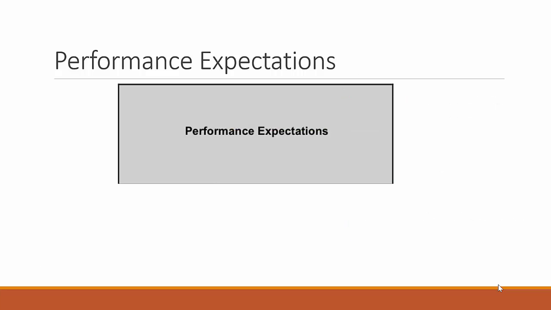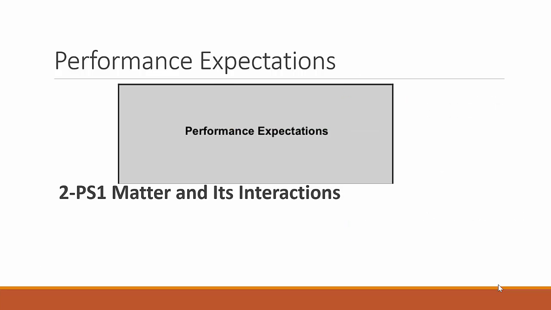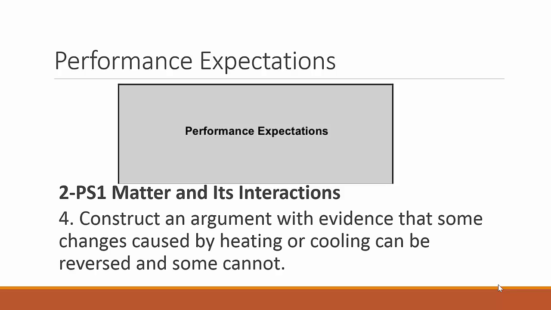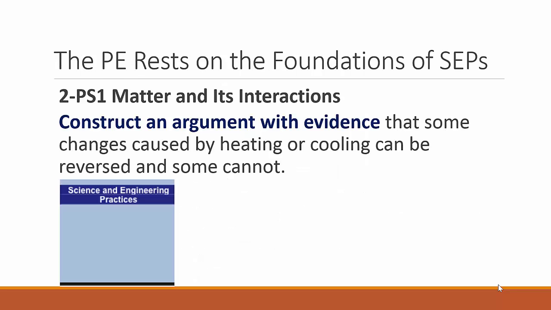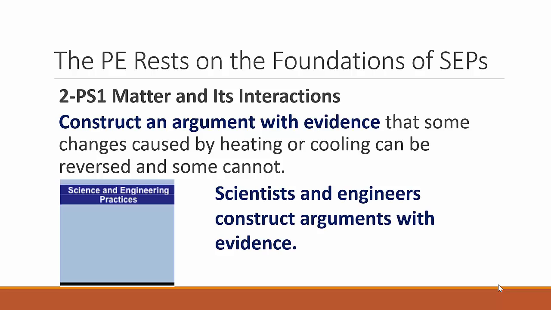So here, let's look at them together. The performance expectation, for example, in second grade physical science on matter and its interaction says that the student will construct an argument with evidence that some changes caused by heating or cooling can be reversed and some cannot. Now notice that this performance expectation rests on the foundation of a science and engineering practice. That is, that students should construct an argument with evidence.